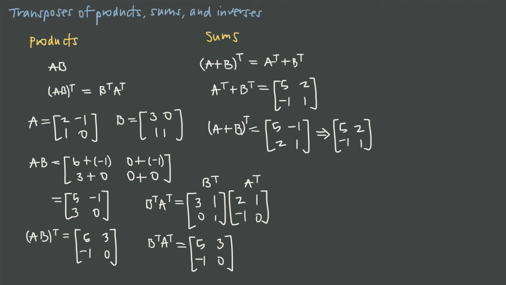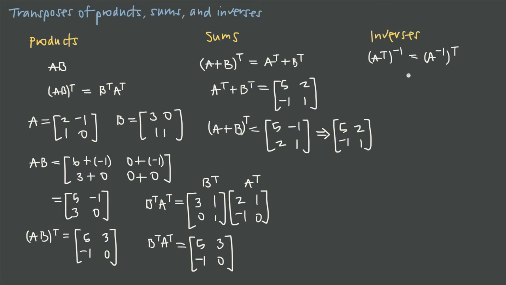And then the last thing we want to know is the transpose of an inverse matrix. So when we're talking about inverses, we want to know that if we start with the matrix A and we take its transpose, and then we find the inverse of that transpose matrix, that's the same as starting with A, finding the inverse of A, and then taking the transpose of the inverse.